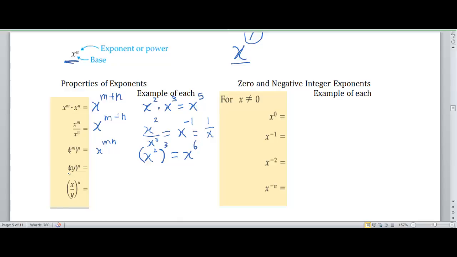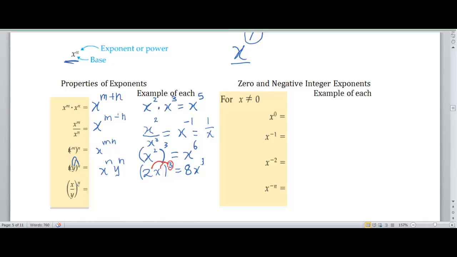Okay, and x times y to the n, you can distribute that exponent inside, so you get x to the n, y to the n. And that works for numbers too, like if you have 2x raised to the 3rd power, make sure the exponent is distributed to each of those. So you get 2 to the 3rd, which is 8, x to the 3rd.